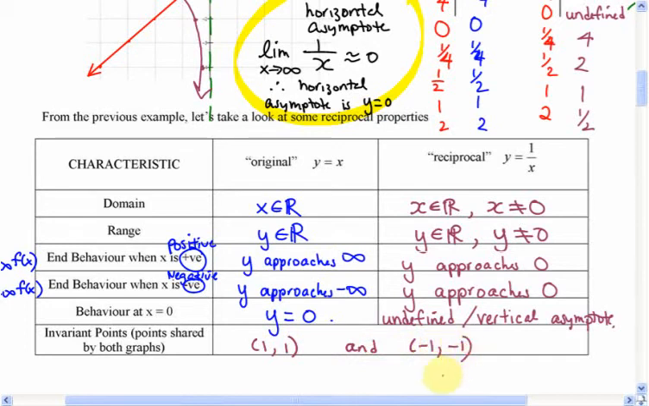Why are they invariant? Why does that occur on the original and the reciprocal? What's the reciprocal of 1? 1. Same thing, right? What's the reciprocal of -1? -1. Same thing. Okay. So here are some characteristics. Let's go to the next page. I'm going to try to summarize this in Mr. Lee speak, and then we're going to do some sketching.